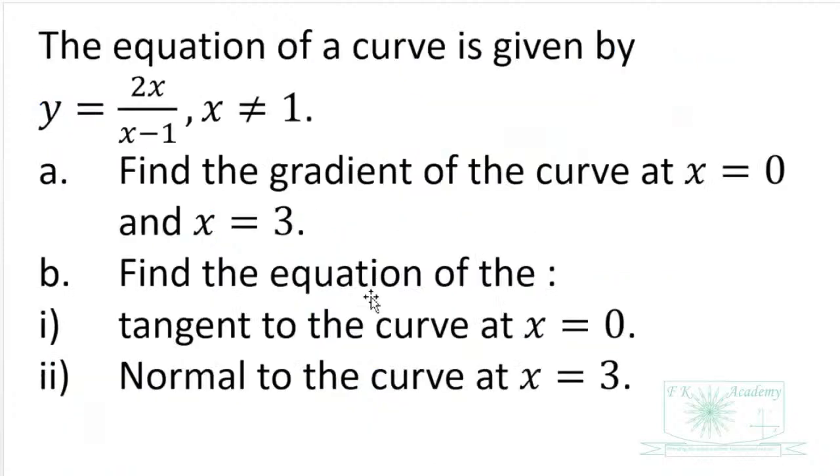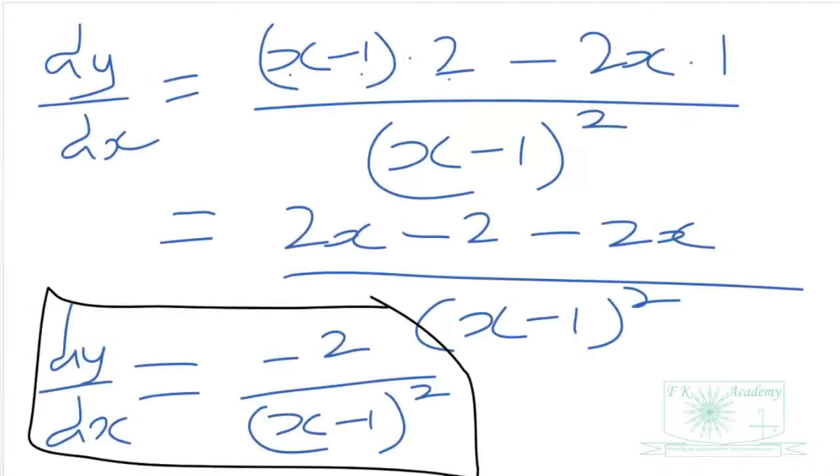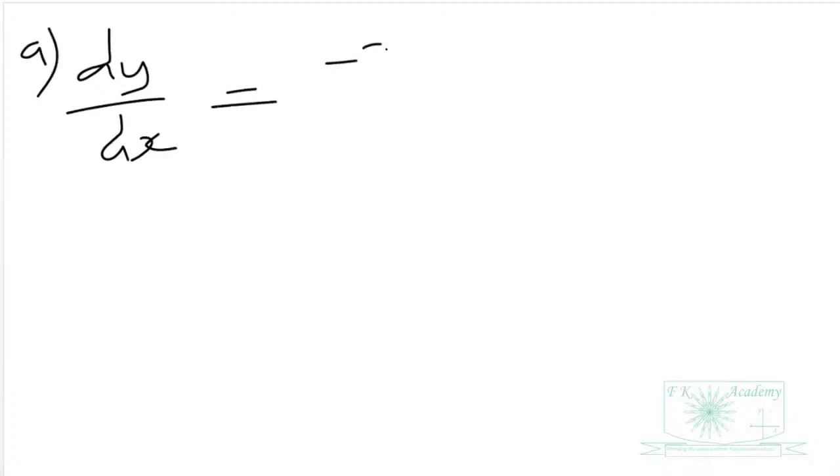So the gradient of this curve at x equals 0, we have to substitute x equals 0. Then the gradient of this curve at x equals 3, we substitute x equals 3 into dy dx. So recall that we found dy dx to be negative 2 over x minus 1 squared.